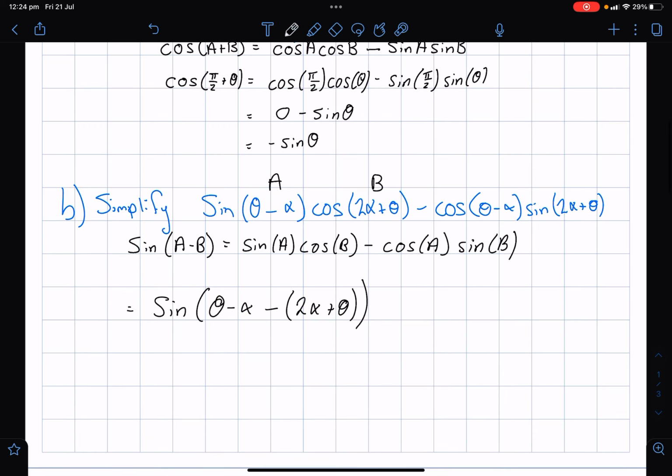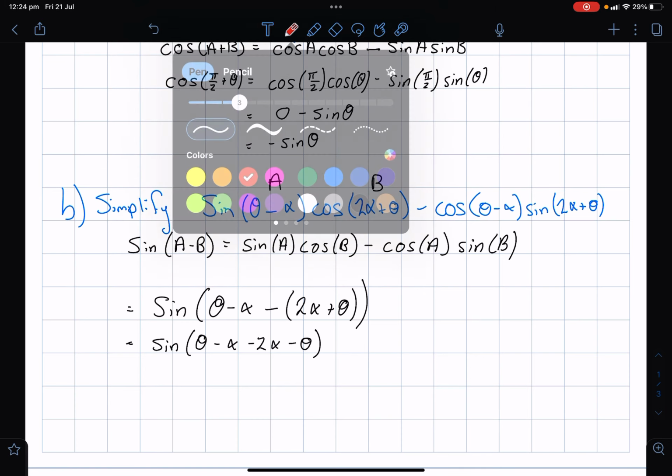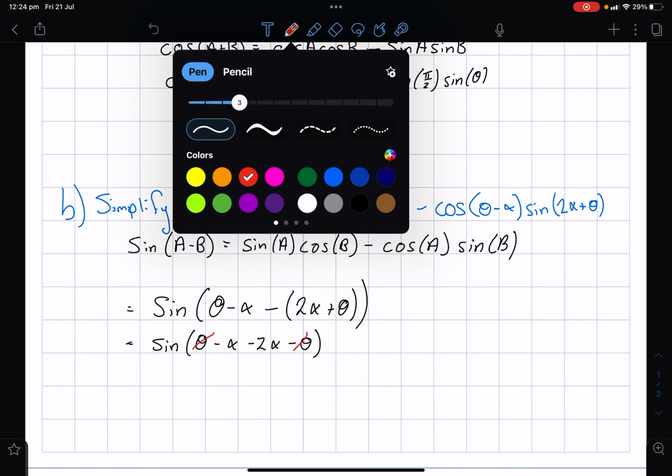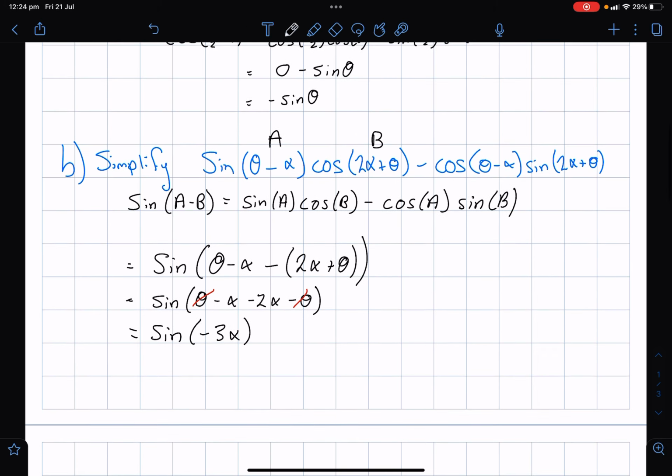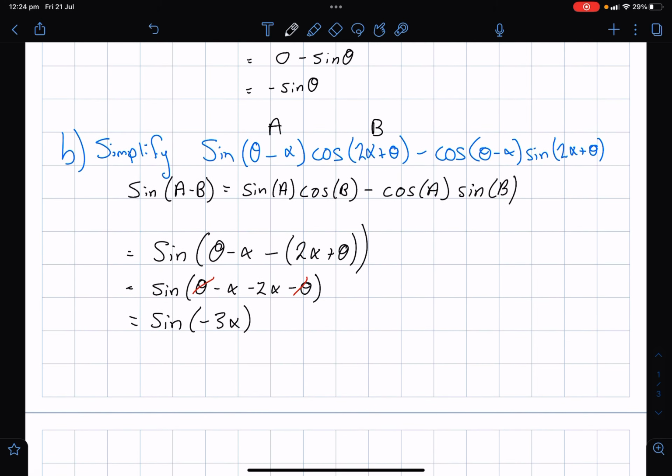When I've got two terms, it's really important to put those brackets because that negative is going to hit both. So I've got sine theta take alpha, take 2 alpha, take theta. Now the 2 thetas are going to cancel out and I can bring together the alphas. So I'm left with sine negative 3 alpha. Okay, and that's essentially all we're doing. Just identifying which one we have and using the known formulas to simplify.